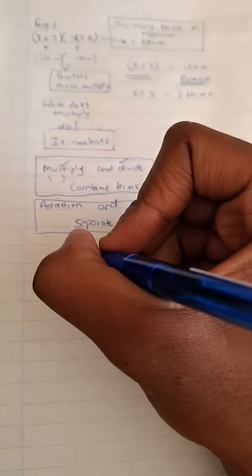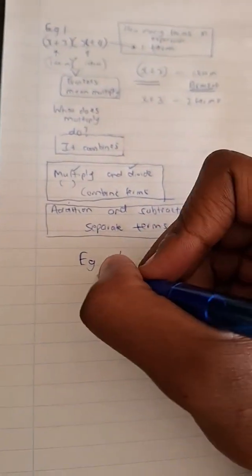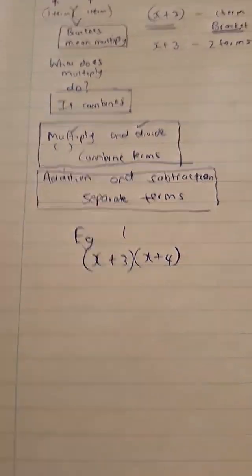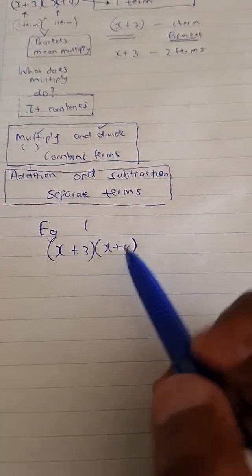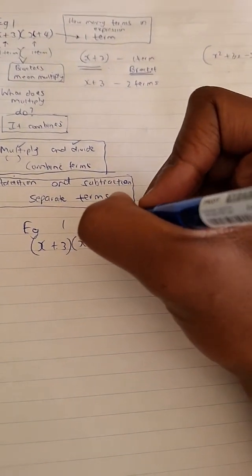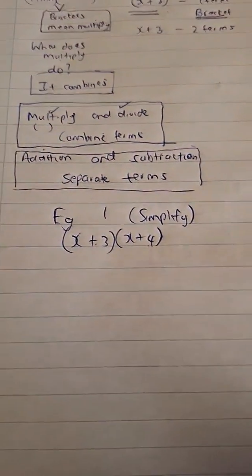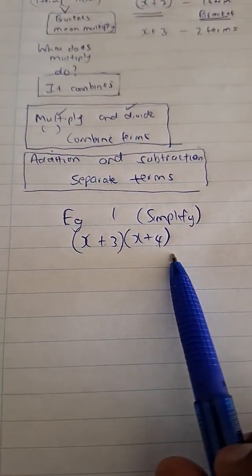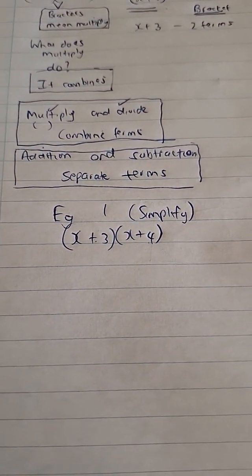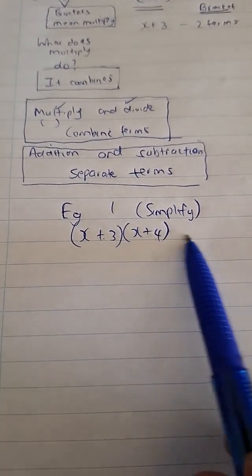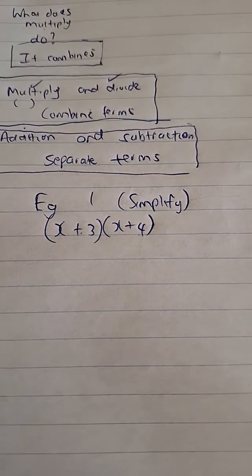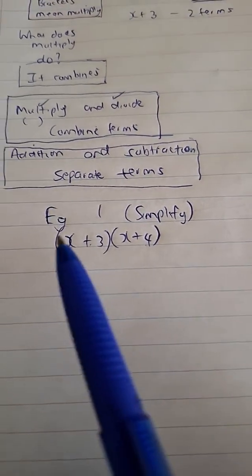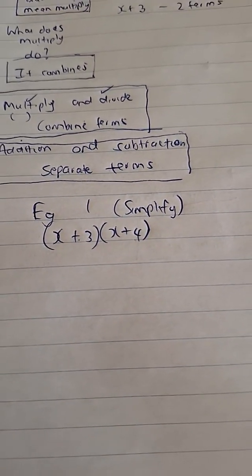Okay, now I'm back to my example, because you guys have made me go into things that I explained in earlier videos. So x plus 3 into x plus 4. What are we supposed to do here? We want to simplify x plus 3 into x plus 4. So I asked, and I'm asking again one more time: how many terms are in this expression?